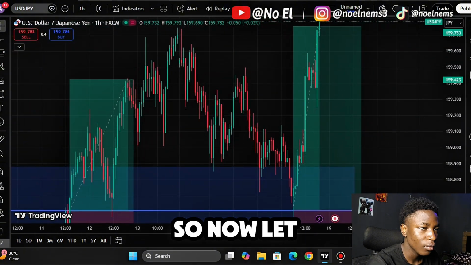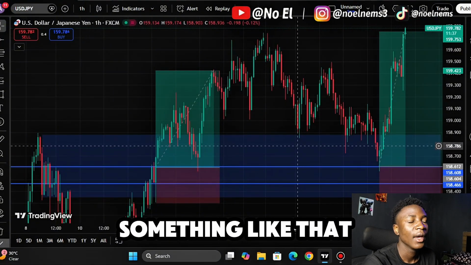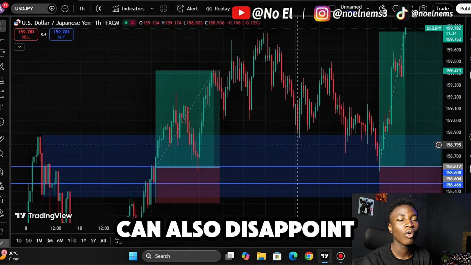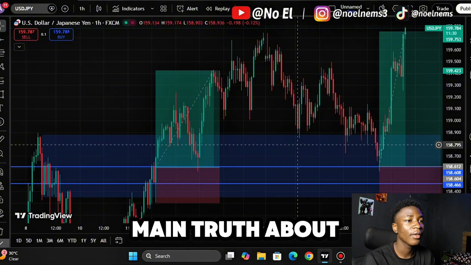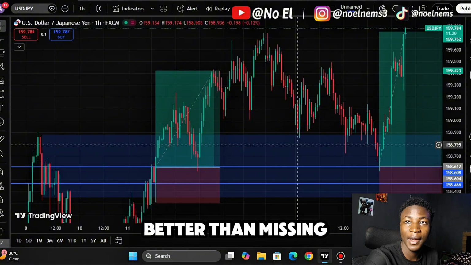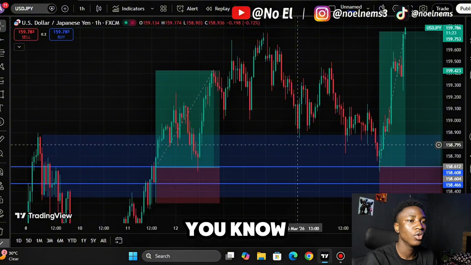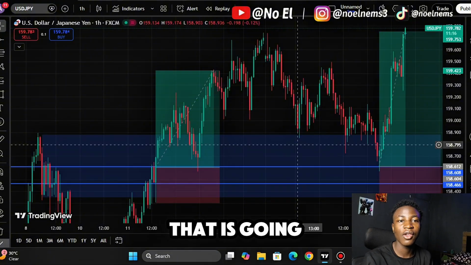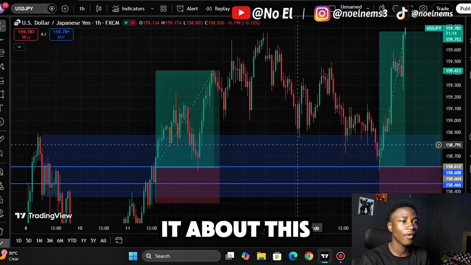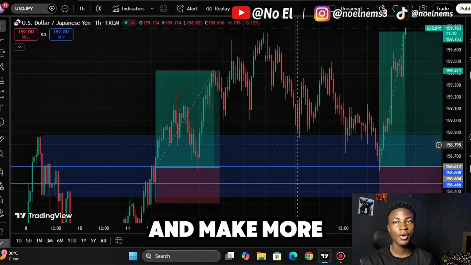So now let me talk to you guys about this Fibonacci tool. This tool can also disappoint you because you might miss trades. That is just the main truth about this tool. You might miss trades, but it's better to miss trades than to enter the wrong trade that's going to blow your account. So that is it about this Fibonacci. These are 2 ways you can use Fibonacci for your own trading and make more money for yourself.